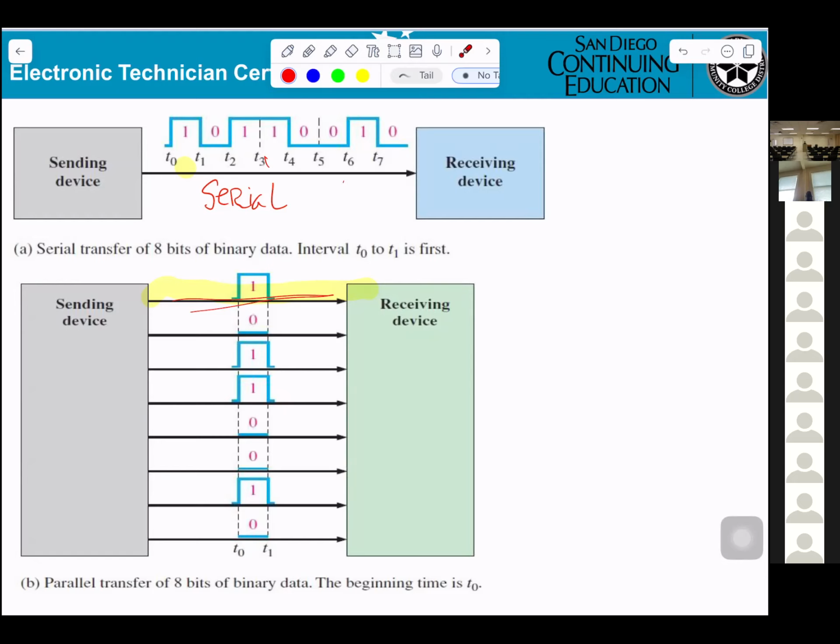Next one, parallel. That means what happens in the computer. You see 1, 2, 3, 4, 5, 6, 7, 8 bit. This is the old computer. They get 8 bits of data. That means inside they get 8 wires for the data. How many wires for the new computer we're using right now? Parallel, 1 bit for 1 wire.